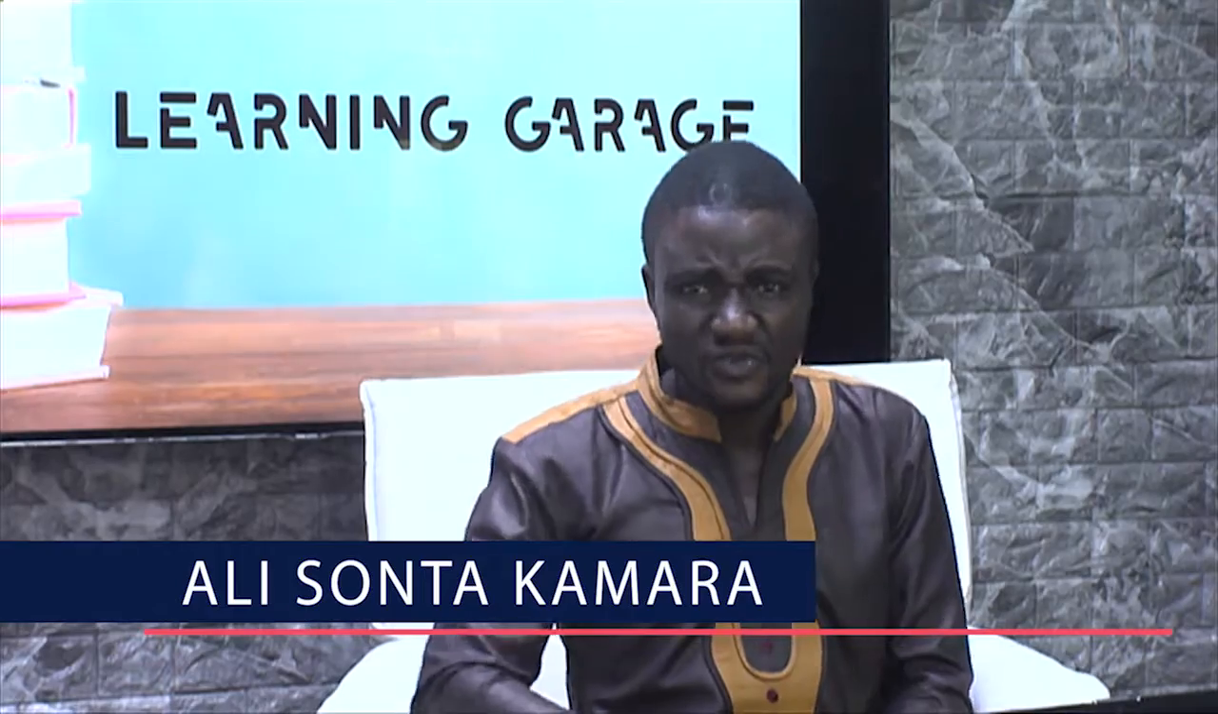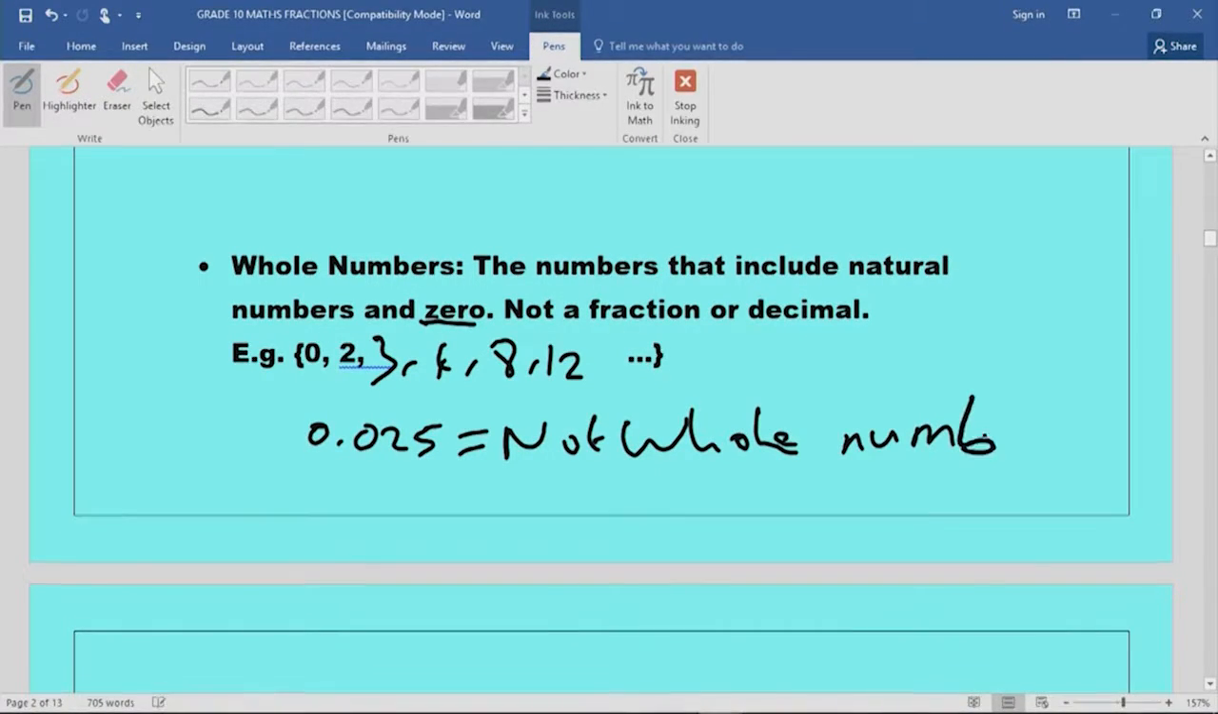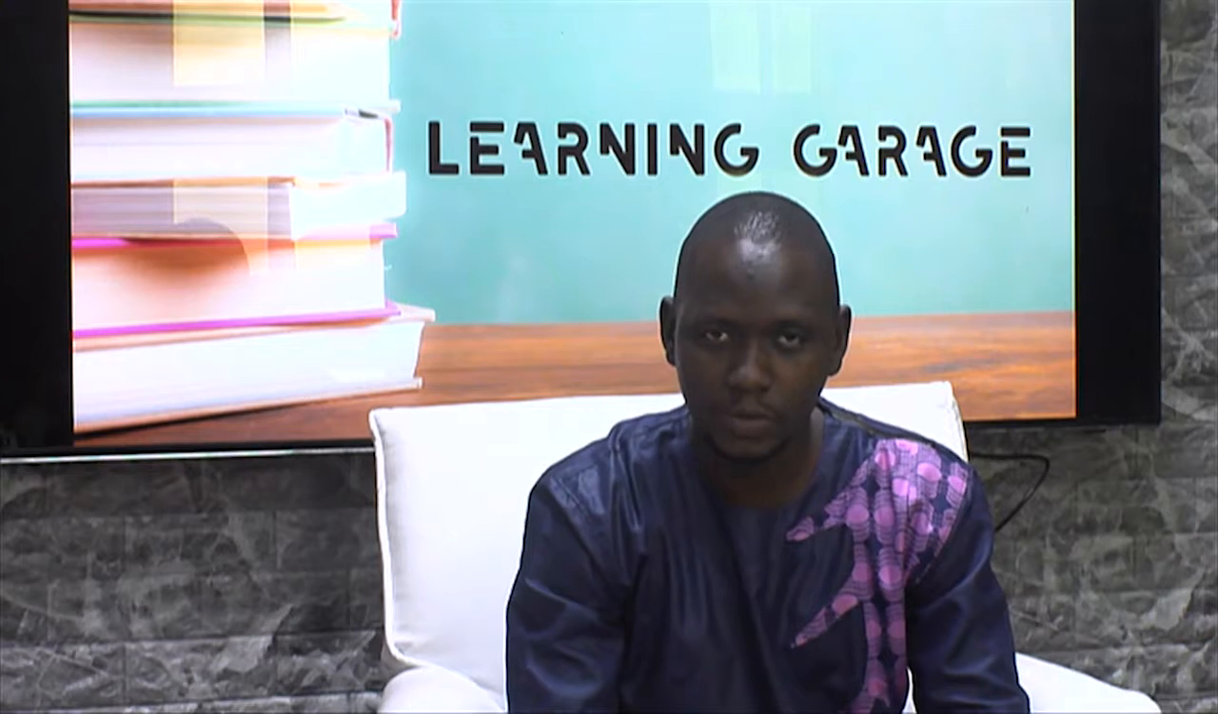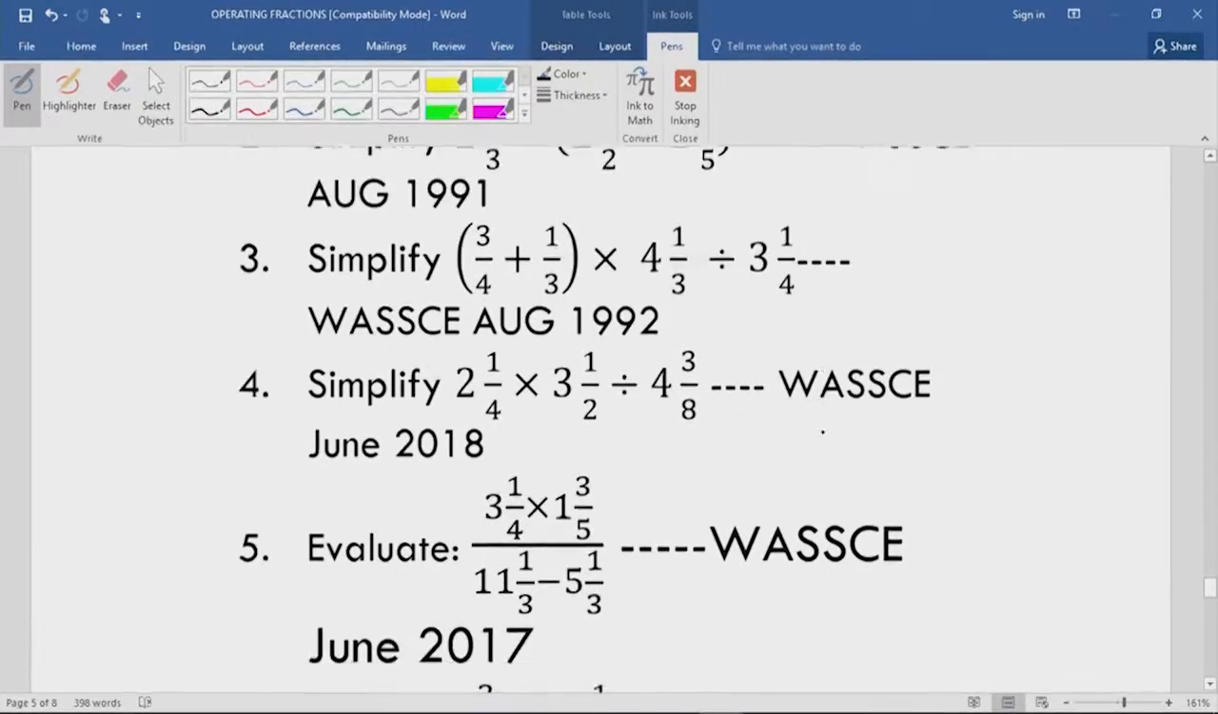If you mean such element, then of course we'll say the waters of the world in that regard. And Babatunde Gaira Lamin on these days to make a world of difference. Fraction that has a numerator which is less than the denominator, we term it as a proper fraction.